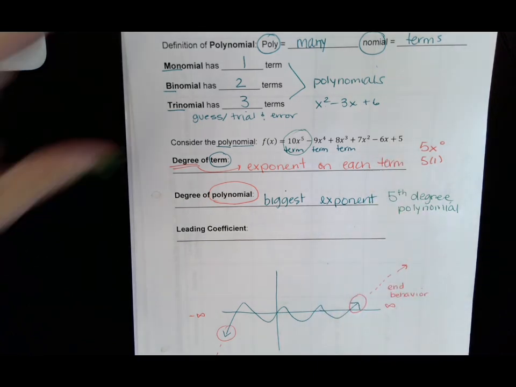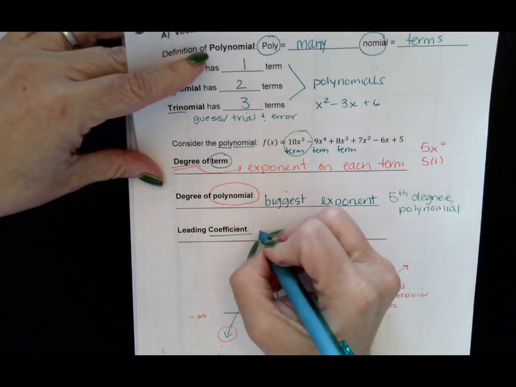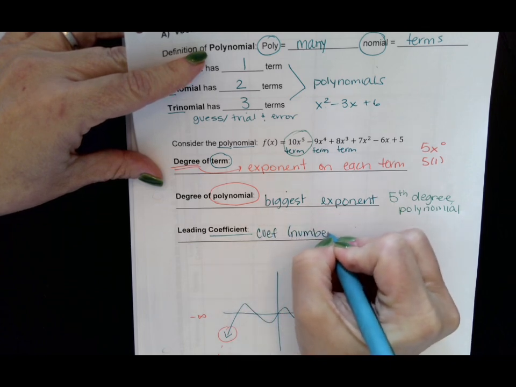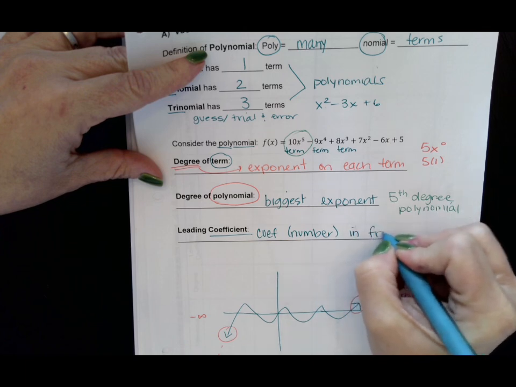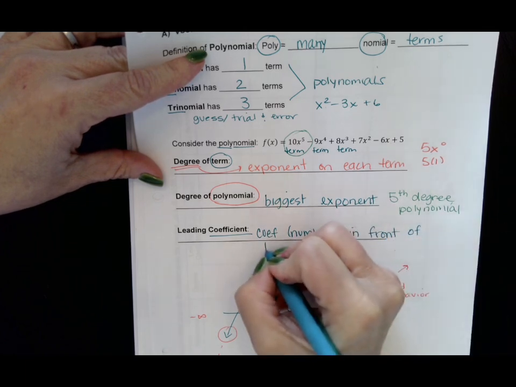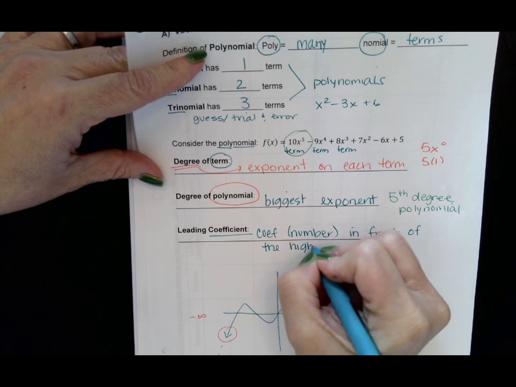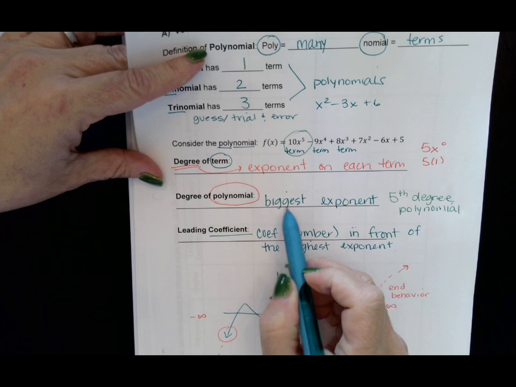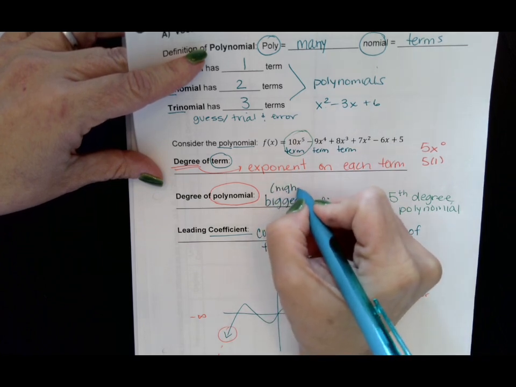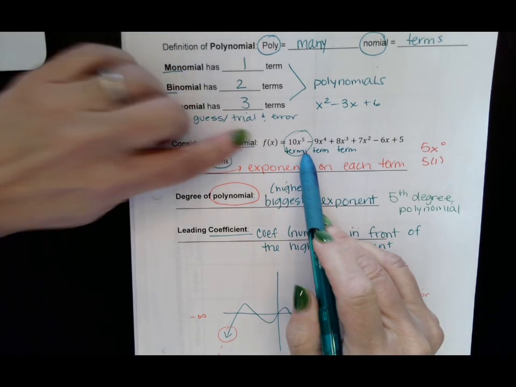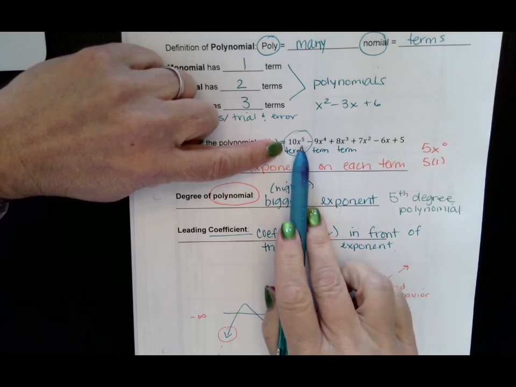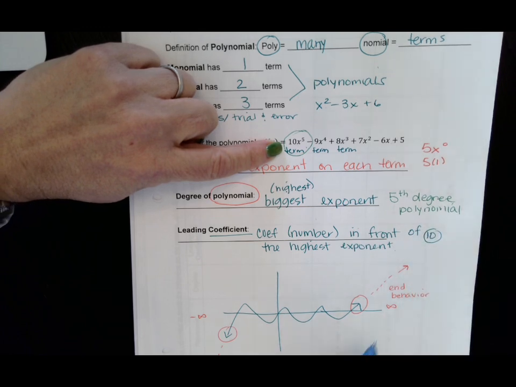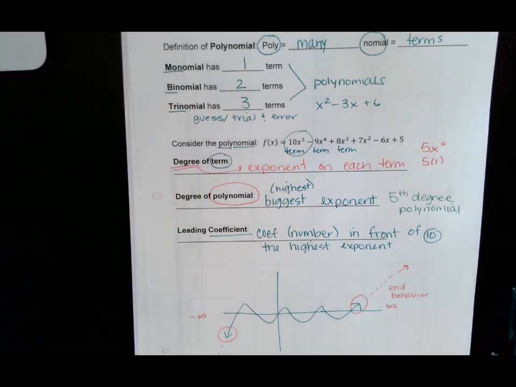Okay? Now, the leading coefficient is the number, so it's the coefficient, which is the number in front of the highest exponent. Now here I use the word biggest, but we could also say the highest. It's the biggest number, so it's the highest. So in this one, this is a 5th degree polynomial because that's my biggest power, and my leading coefficient here is going to be 10. That's the number, the coefficient that's in front of that exponent.